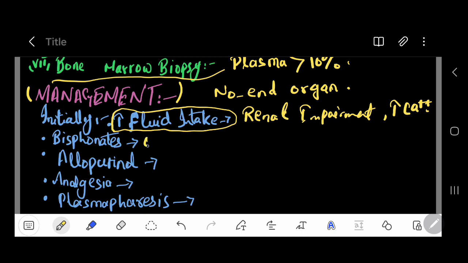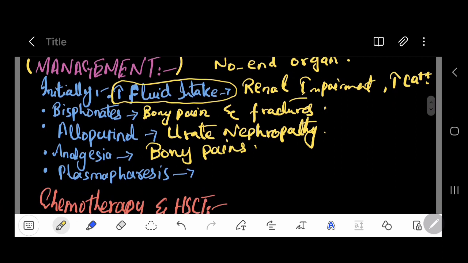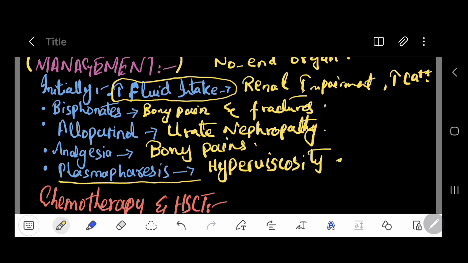Bisphosphonates are used to treat bony pain and fractures. Allopurinol is used to prevent urate nephropathy. Analgesics are used for bony pains, and plasmapheresis is used when we want to clear the immunoglobulins from the blood, that is, when we want to treat hyperviscosity.